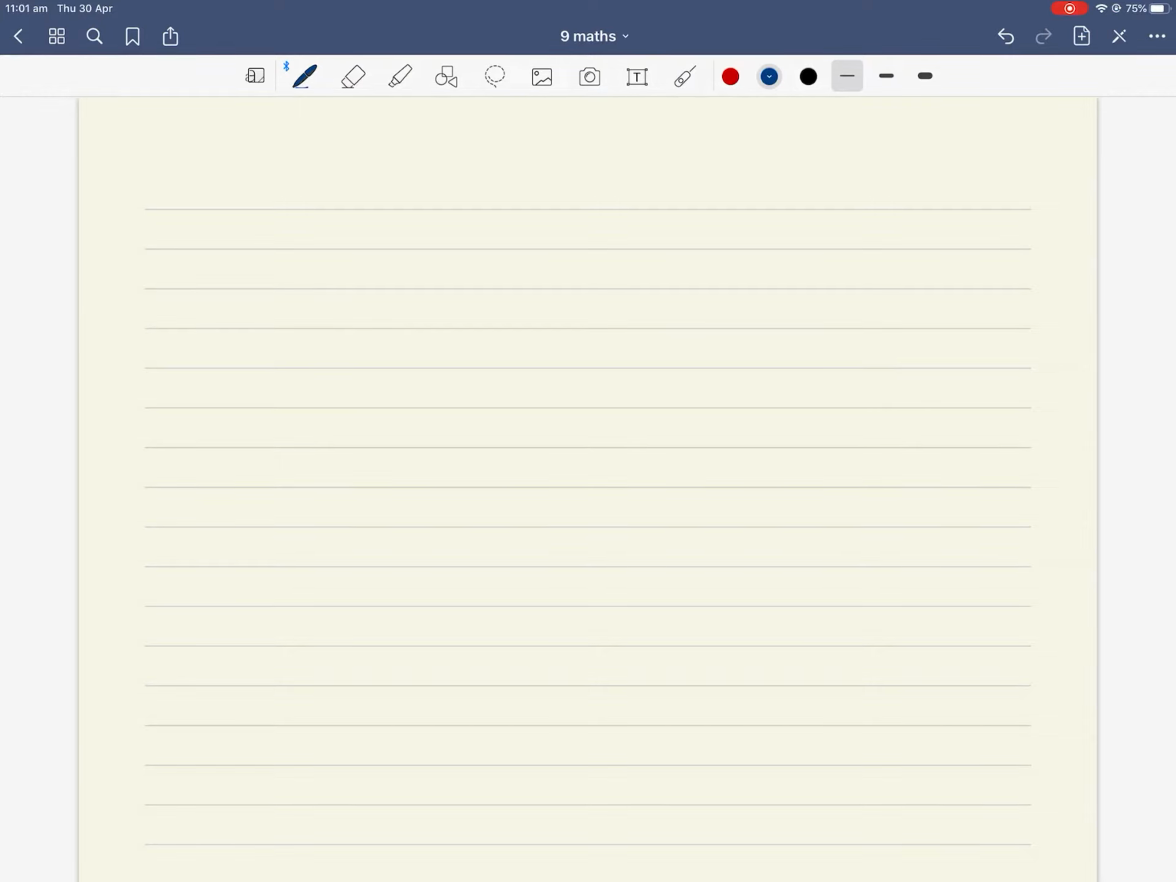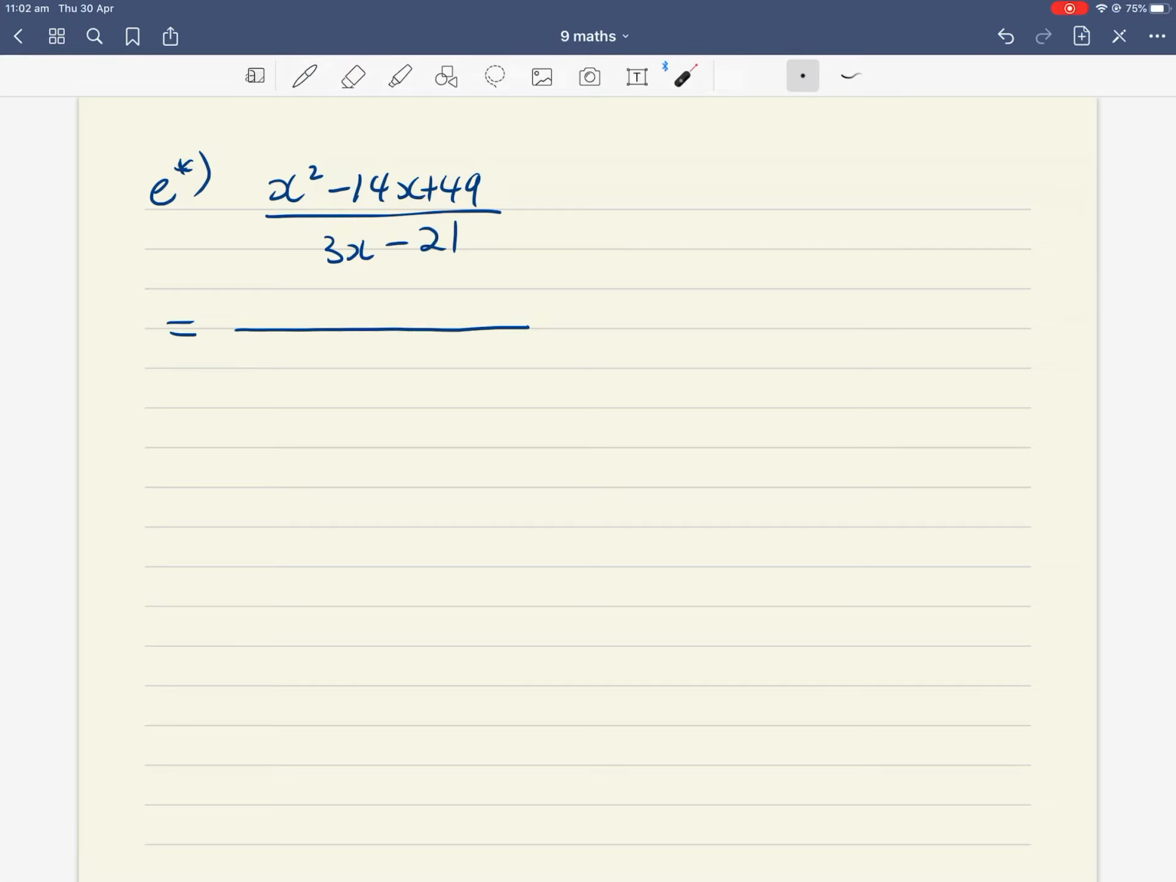Okay, so I want to finish off today with a bit trickier question. Let's simplify x squared minus 14x plus 49 all over 3x minus 21. So remember we said that you should always factorize the top and bottom first.